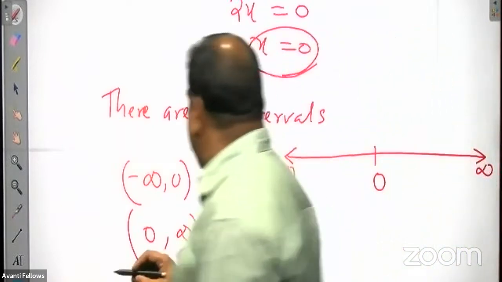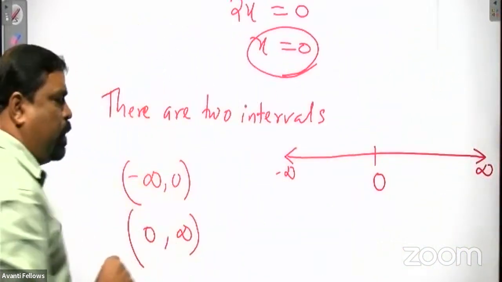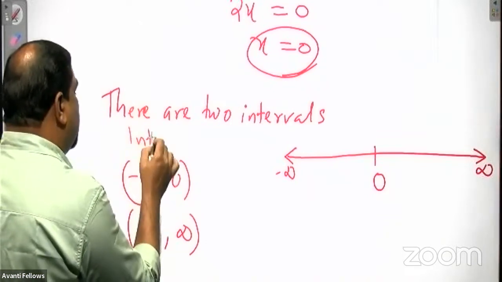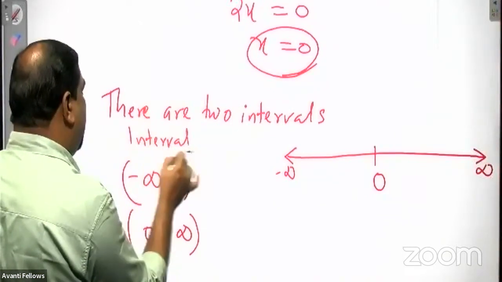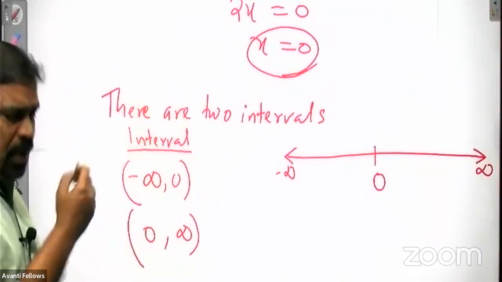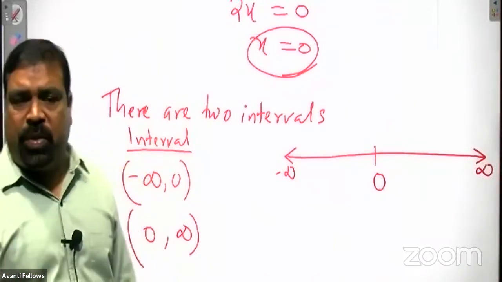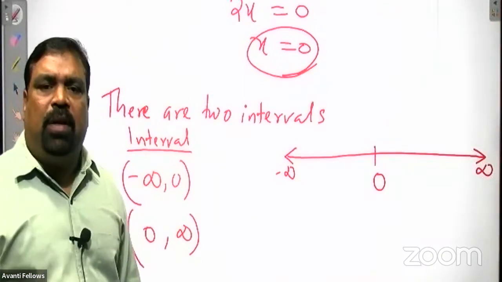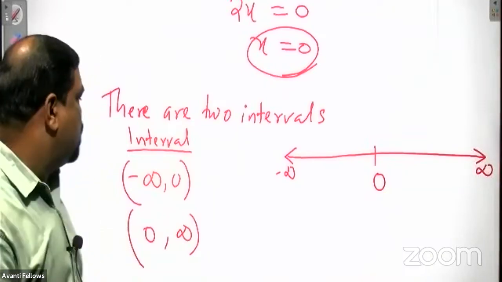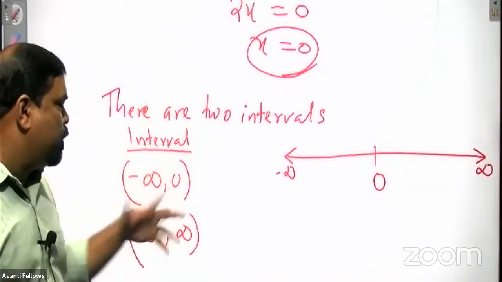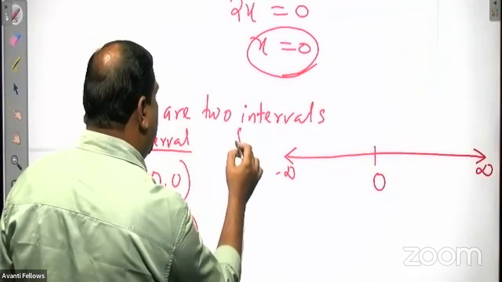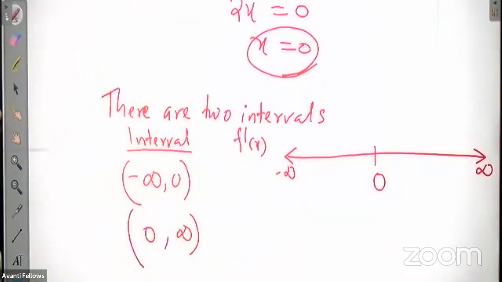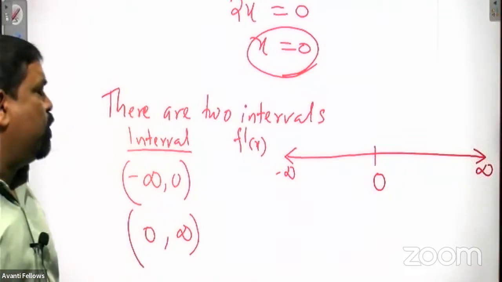Now take one of the intervals, minus infinity to 0. What I have to do is check the sign of the derivative. That's all. What we have observed in the graph is that when the derivative is positive, the function is increasing. When the derivative is negative, the function is decreasing. So in the interval minus infinity to 0, let me check the sign of the derivative. Only the sign is enough for us.